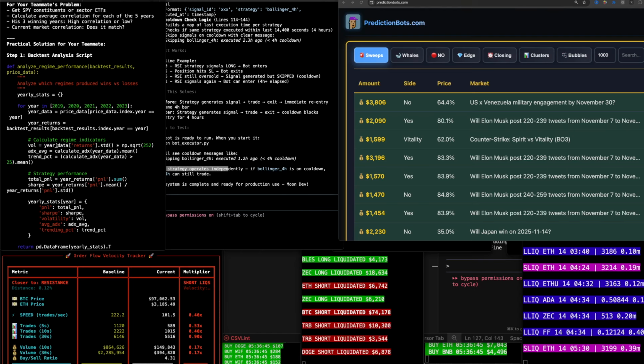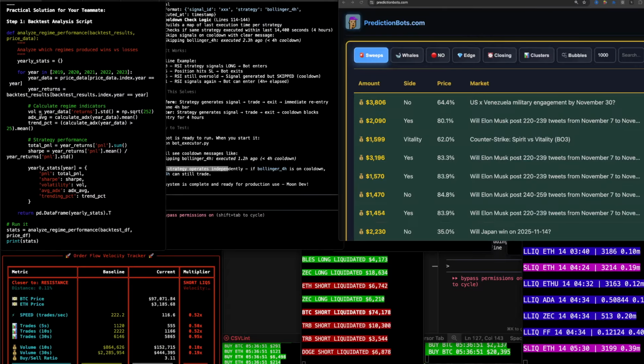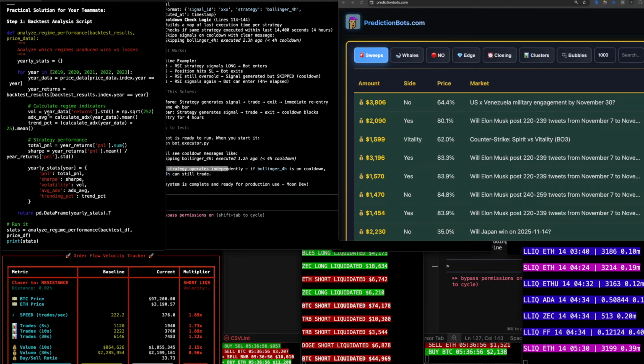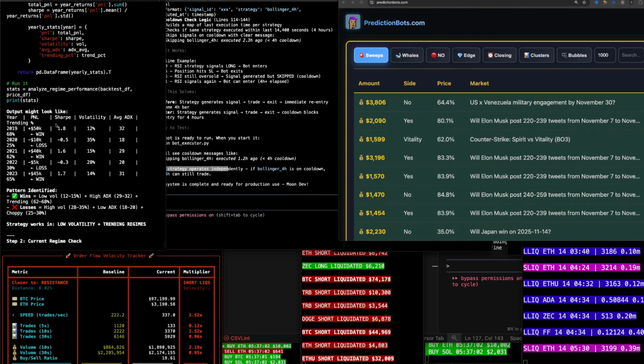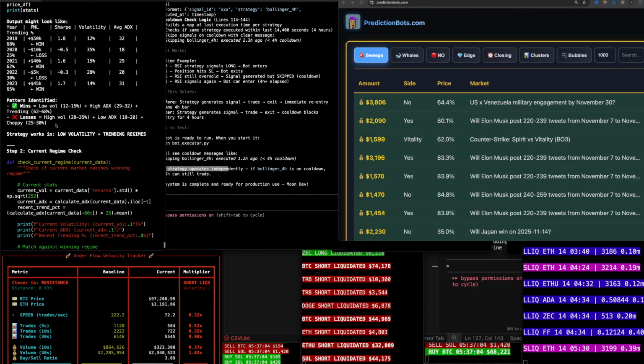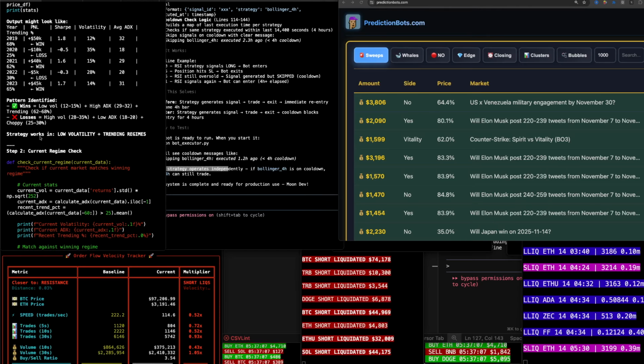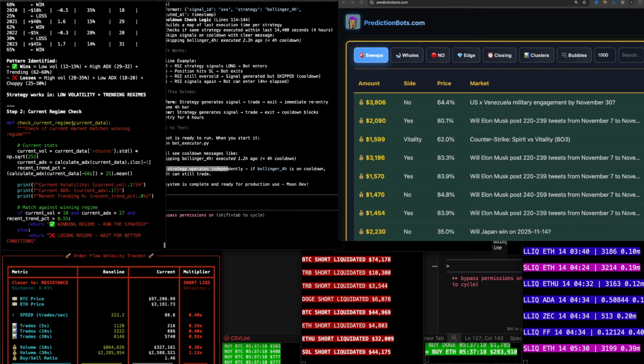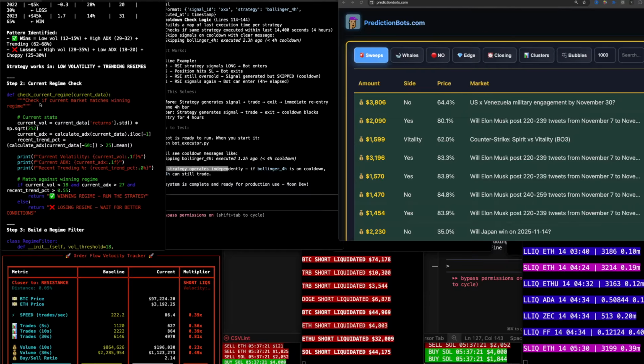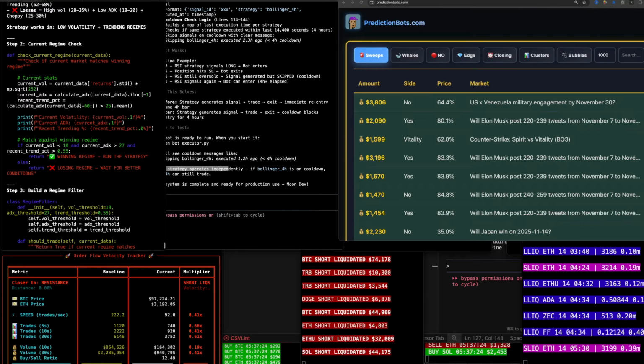Analyze regime performance here, a backtest analysis script. Looks like you can work with AI on those 3 ideas. Calculate regime indicators. We're looking at ADX, we're looking at vol. We're doing all 3 actually, or 2 at least. Strategy works in low vol plus trending regimes in this example. The pattern identified: wins equal low vol plus high ADX plus trending. Current regime check: check if the current regime matches the winning regime.